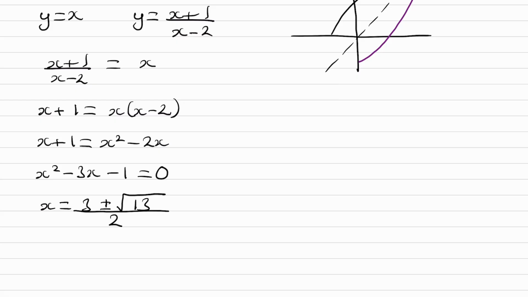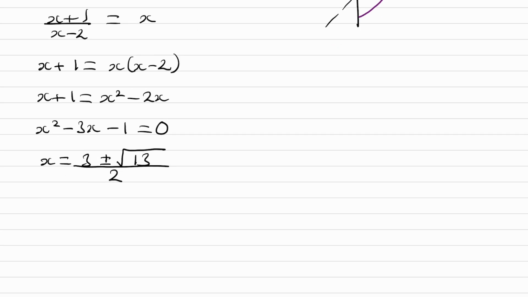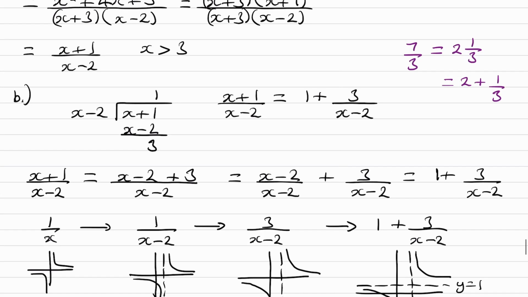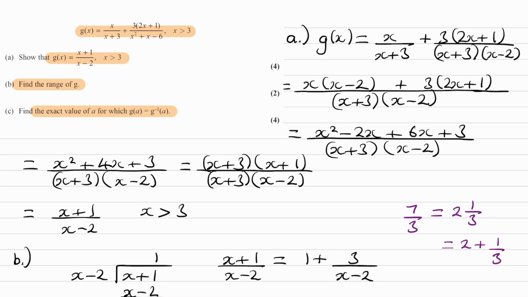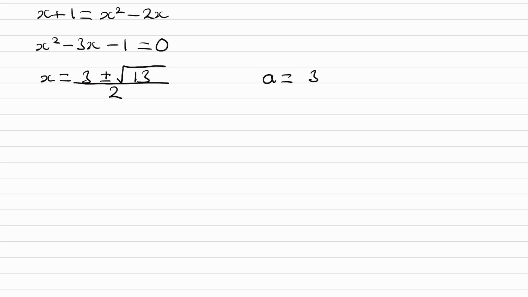So we have two solutions. Are they both valid? Well, remember that we know that x has to be bigger than 3. If you were to look at these two numbers in your calculator, 3 plus root 13 over 2 and 3 minus root 13 over 2, the minus one will be less than 3. So it's just the positive one that we're considering here. So that will be our solution for a. A being the solution for g of x is equal to inverse g of x. So a is equal to 3 plus root 13 all over 2.